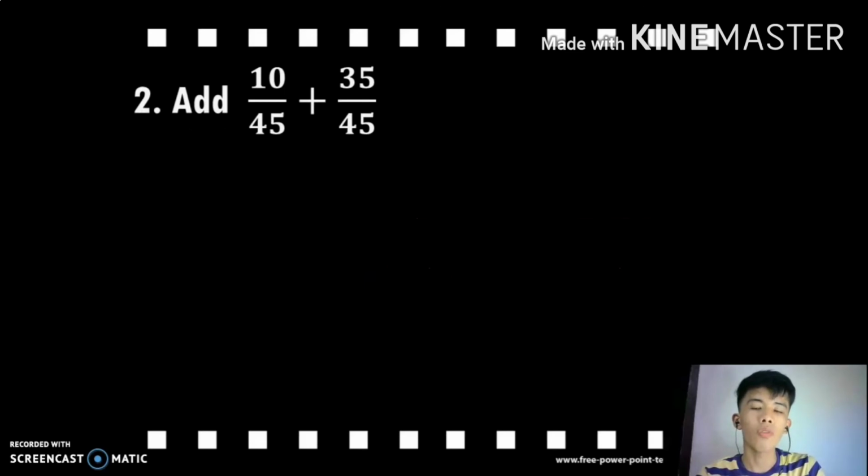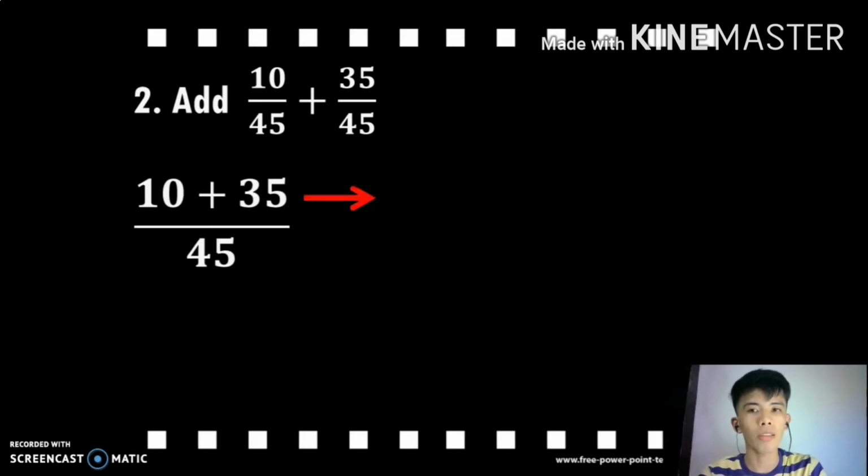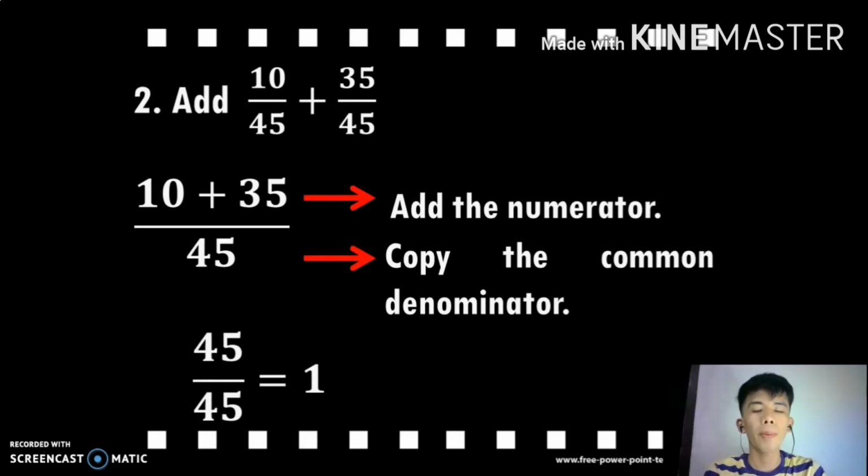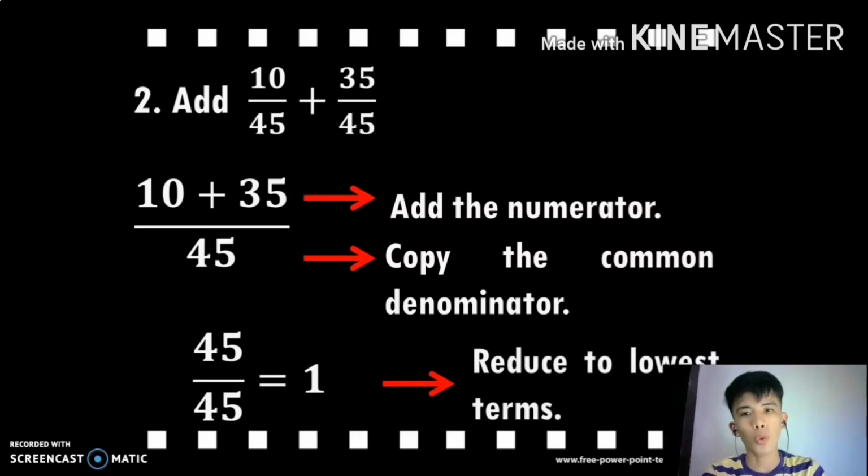Next. 10 over 45 plus 35 over 45. So since they have the same denominator or they have the common denominator, they are similar fractions. Napakadali ng gagawin. I-add lang yung numerator and then copy the denominator. So, 10 plus 35 is equal to 45. Then, ang ating ilalim is 45 din. So, kung mapapansin nyo, lowest term natin yan, 45 divided by 45 is equal to 1. So, the final answer is 1. Okay, so that's the final answer.